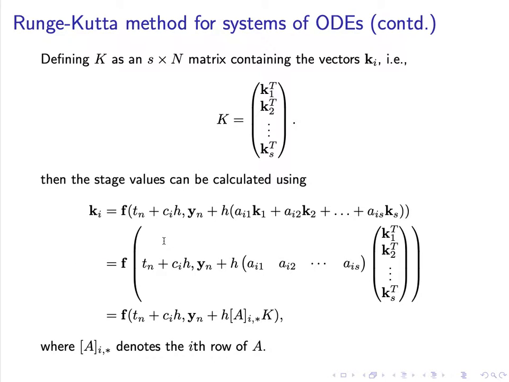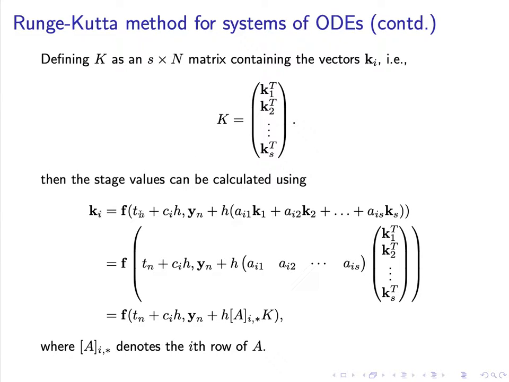Okay, so to calculate the stage values for each equation in our system, we're going to have a number, i.e. s, of individual stage values. So we're going to define a matrix K, which is s by n. This matrix K has s rows, so each row corresponds to a stage in our method, and each column corresponds to an equation in our system. Okay, so what we can do is rewrite our stage value calculation using matrix multiplication.